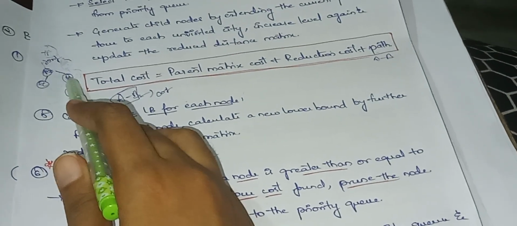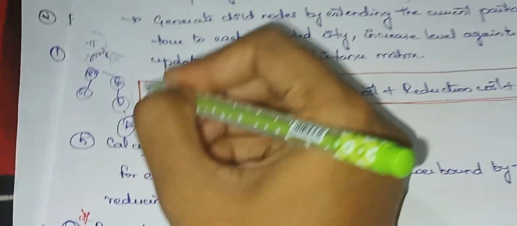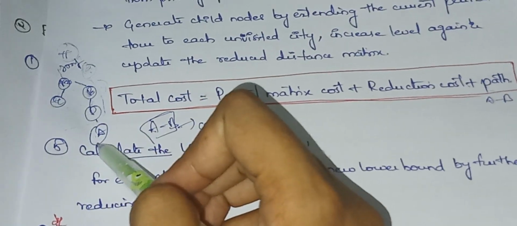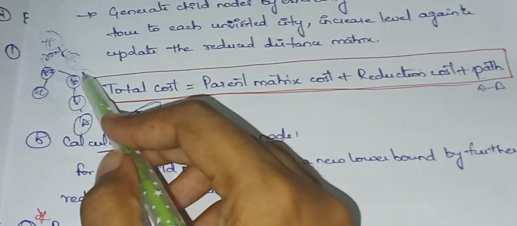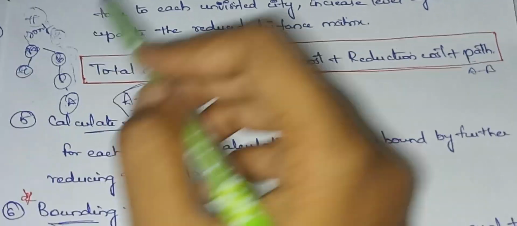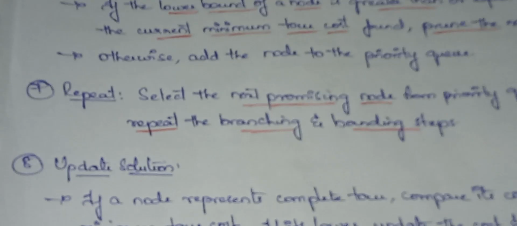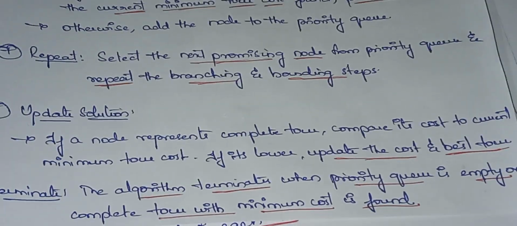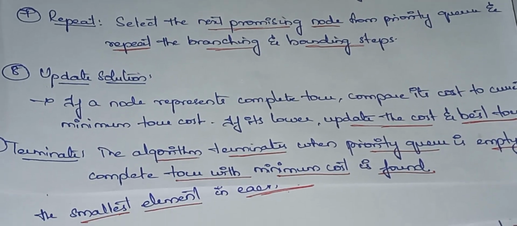For example, A to B, B to D is the tour that I have completed, and again D to A. If this is the tour I have completed, then you have to calculate the distance of this entire tour, and check if it is less than the current parent matrix cost. If it is meeting the condition, then you can update that cost and consider the tour as the best tour. Now next, last step is to terminate.